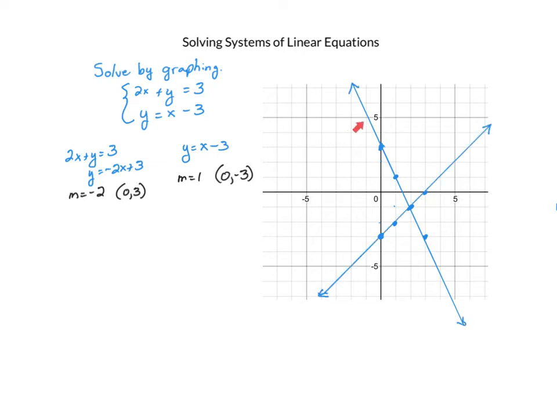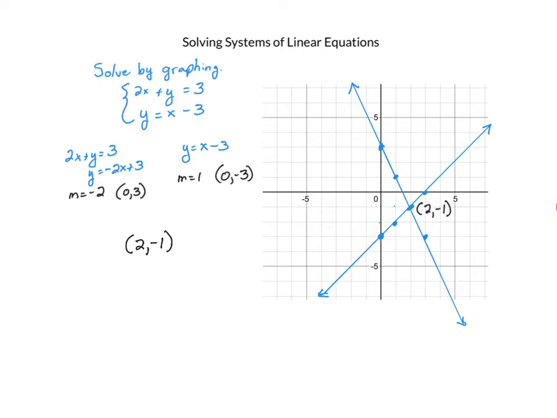So this line represents all of the solutions to the first equation, and this line represents all of the solutions to the second equation, and we see right here they share this point. And notice that that point is 2, negative 1. So our solution to the system is 2, negative 1. And you can substitute that ordered pair into the system and confirm that you have it right.